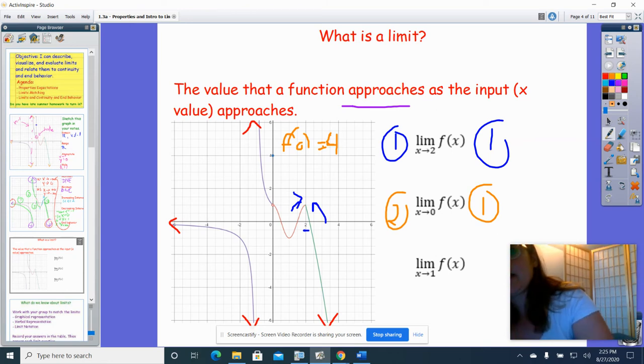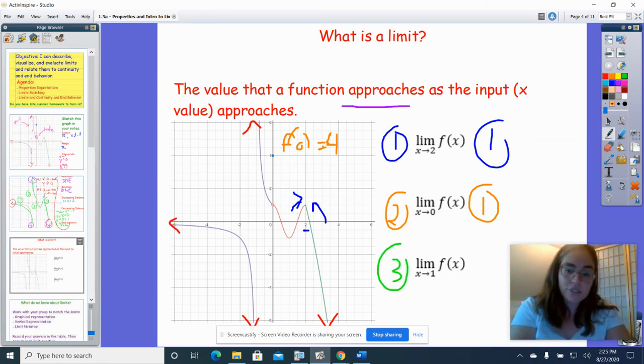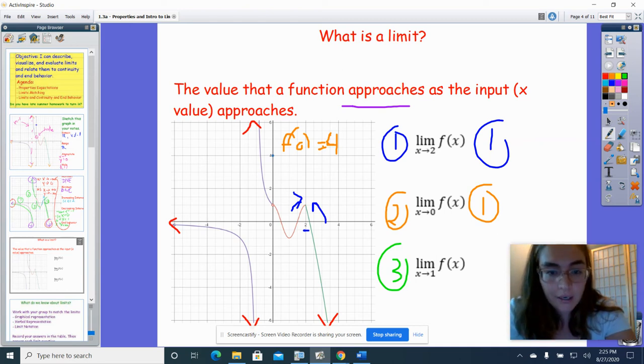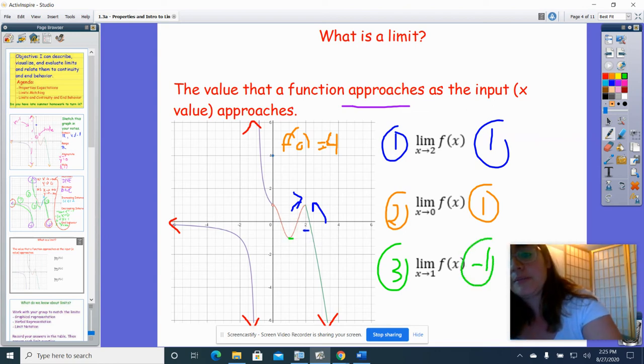Okay, so the last example here is what is the limit as x approaches 1 of f of x. Okay, so right here, it looks like we are approaching -1.